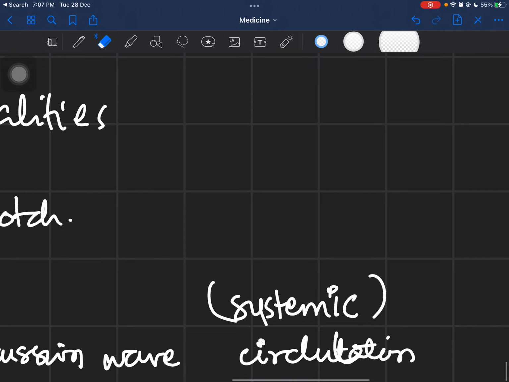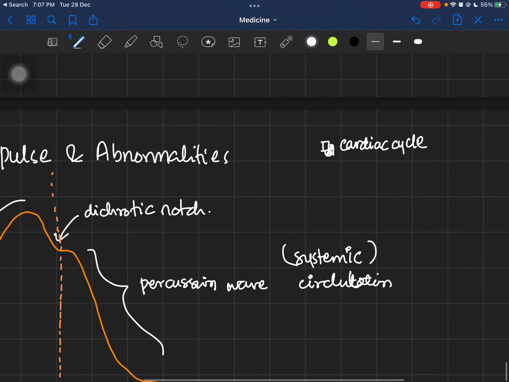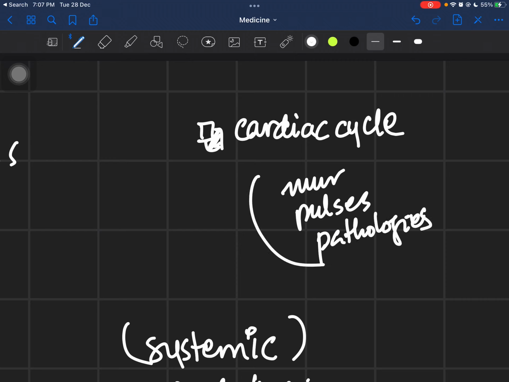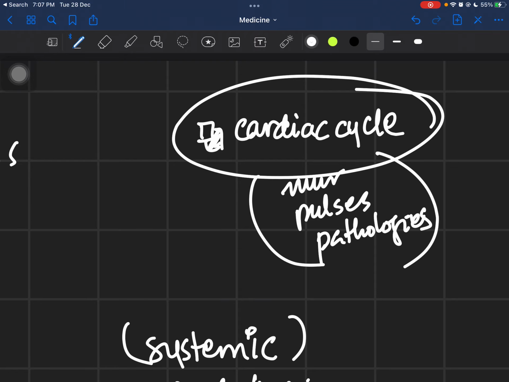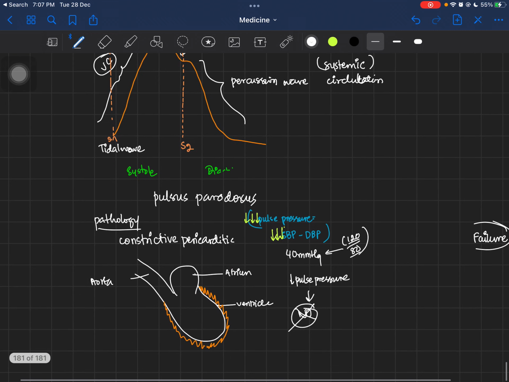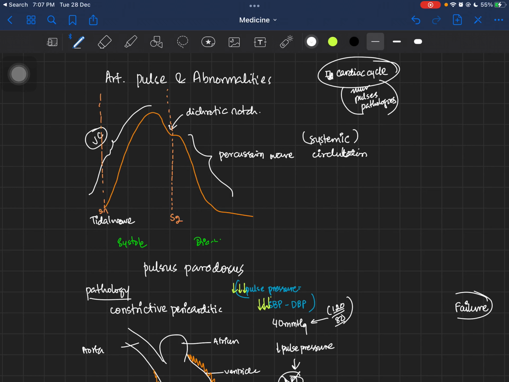This is a very simple concept, but for this you should have prerequisite knowledge of the cardiac cycle. To understand cardiology, you need prerequisite knowledge of the cardiac cycle. If you've understood the cardiac cycle, you'll understand murmurs, pulses, and other different pathologies. You'll understand so many things. So you need to understand what the cardiac cycle is, what the components are, what goes on. If you do that, and if you watch my video and practice it a couple of times, I think you'll be able to master the pulse and its abnormalities in no time.